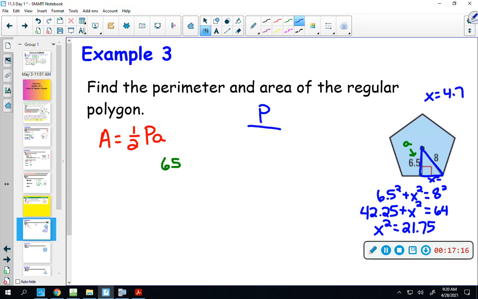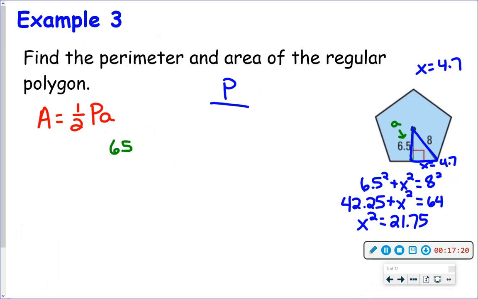So that is this guy. My next question is, I need the perimeter of the whole darn figure. So we've got half of a side, 4.7. What is one complete side? 9.4. Because of course these are the same, you're going to add them up. So each side is 9.4.